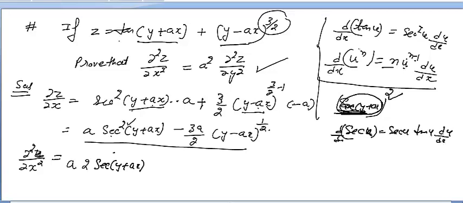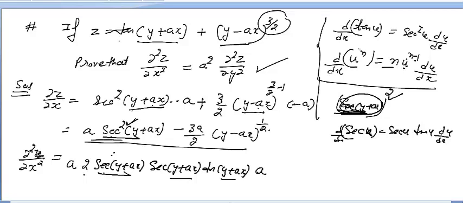Only the chain rule: u raised to power n, 2 here, u raised to power n minus 1, derivative of u again, and u is the secant. Derivative of secant u is secant u tan u, and derivative of u again; derivative of y is 0 and derivative of ax is a. So you will get a. The derivative of this is finished.